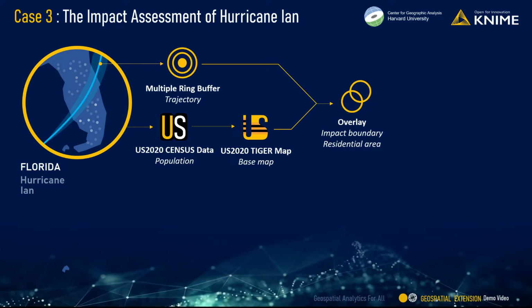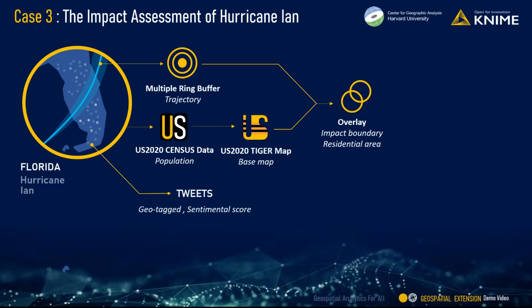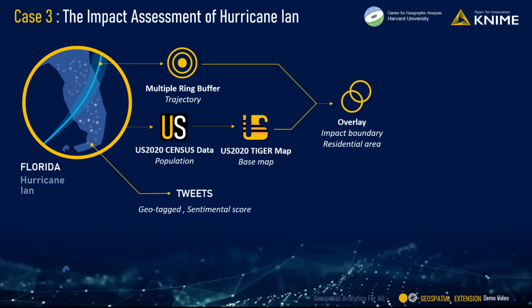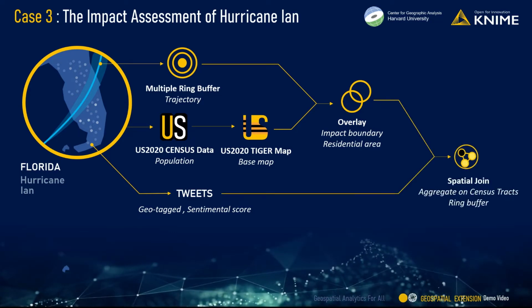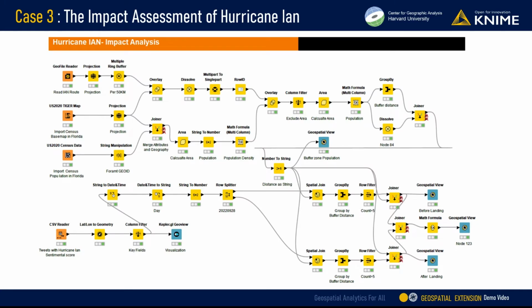Through trace data collected by Harvard CGA and the Spatial Join node, we can understand how people feel about Hurricane Ian. Here is a workflow.